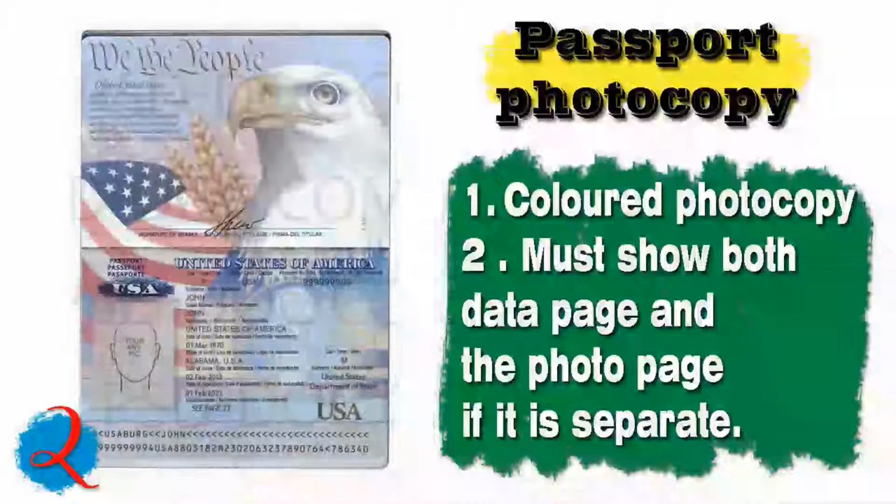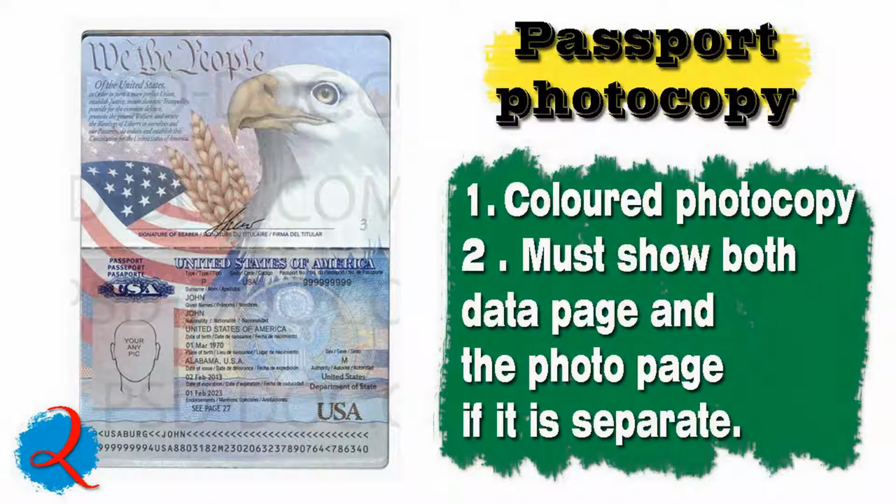Number 2, you will need a photocopy of your passport. The passport photocopy is recommended to be colored, and must show both the data page and the photo page if they are separated. Number 3, you will need personal pictures.